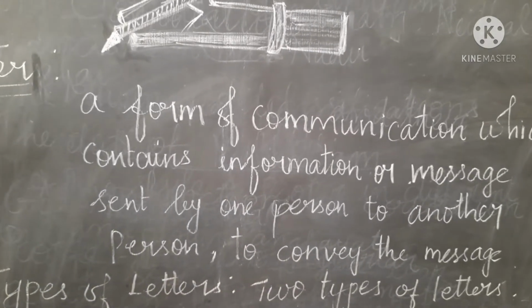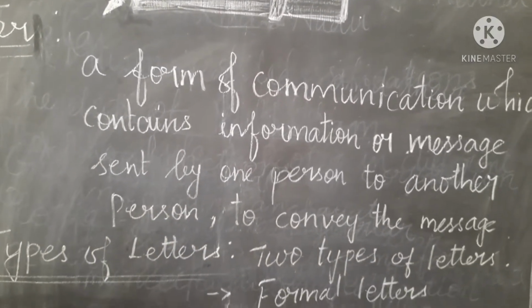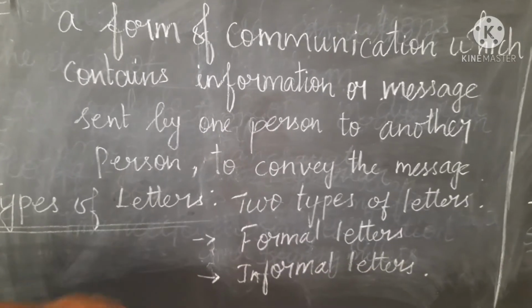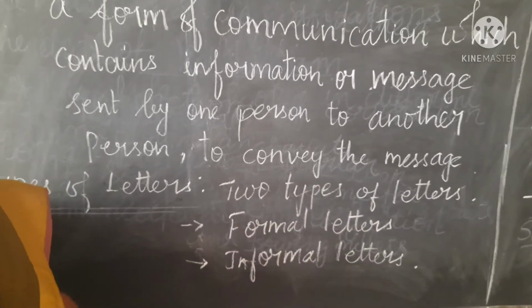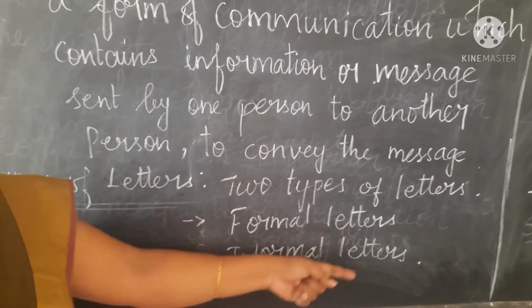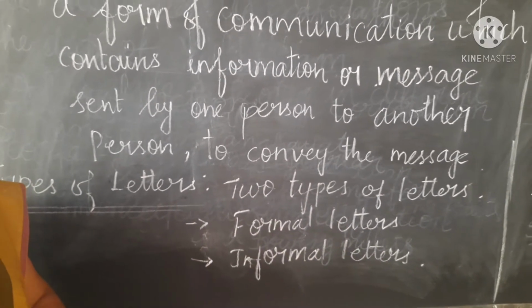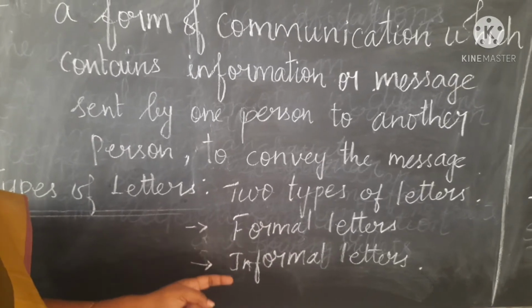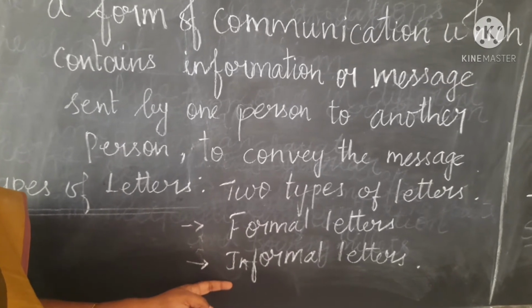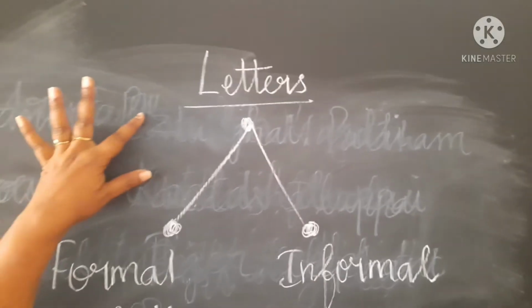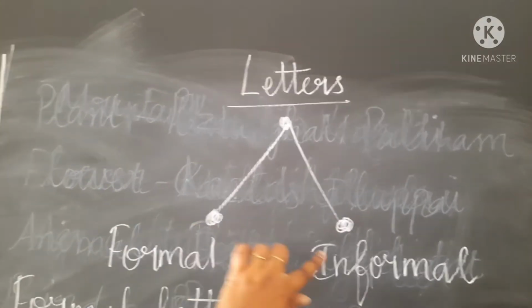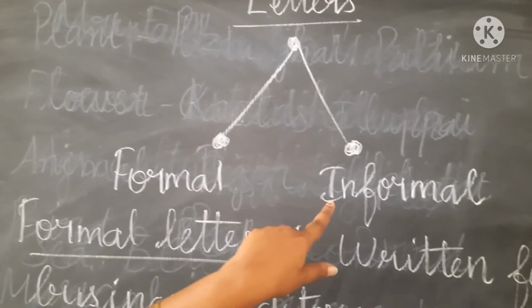Then we are going to see the types of letter. What are the types of letter? In letter we have two types, that is formal letter and informal letter. Now we are going to see what a formal letter is and what an informal letter is. First, we are going to see the formal letters. I told you already, a letter has two types, formal letter and informal letter.